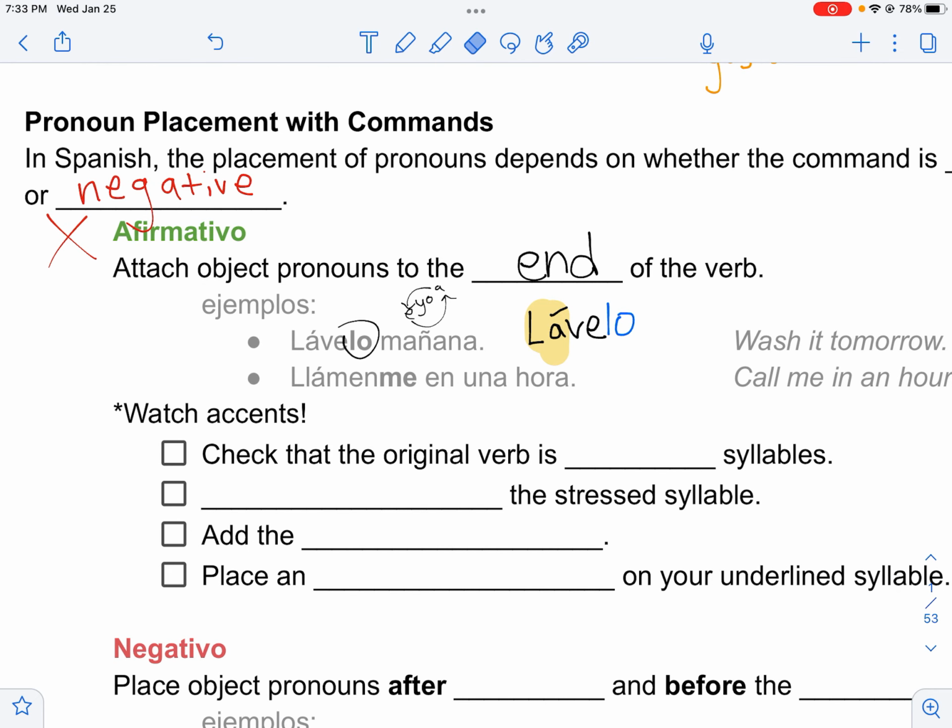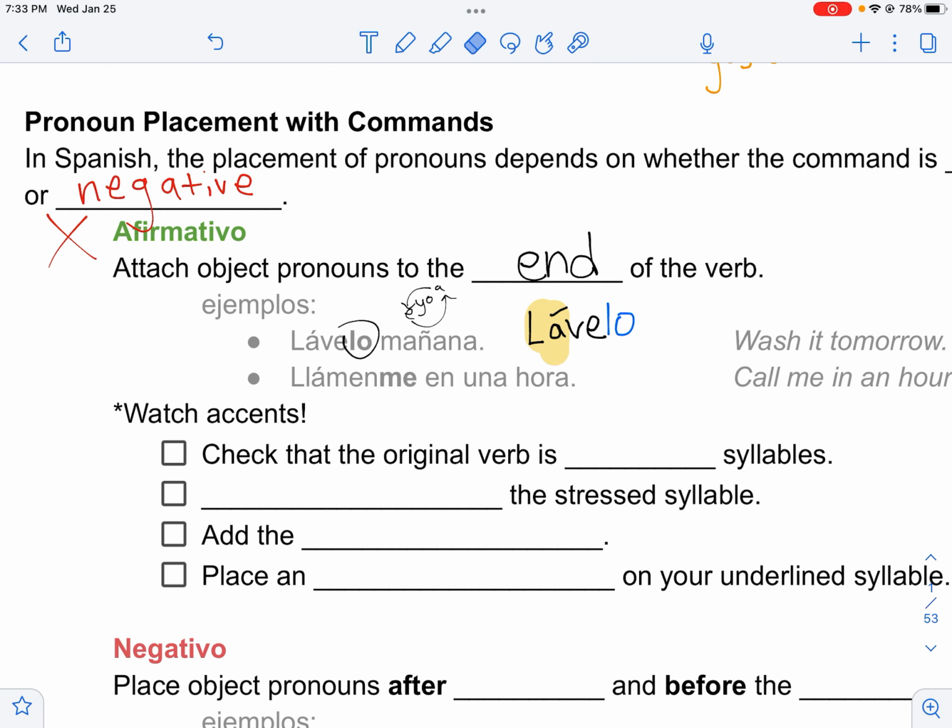So first we have to check that the original verb has more than one syllable, has two or more syllables. If it only has one, it's not going to need an accent. So when we do that, we need to underline the stressed syllable. Here I highlighted it. I guess I should have underlined it. But you highlight the stressed syllable.